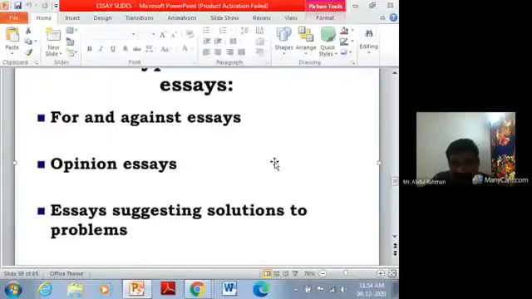So, ladies and gentlemen, there are three types of argumentative essays: for and against essays, opinion essays, and essays suggesting solutions to problems. How many types are there? Well, there are three types of argumentative essays: for and against essays, opinion essays, and essays suggesting solutions to problems.